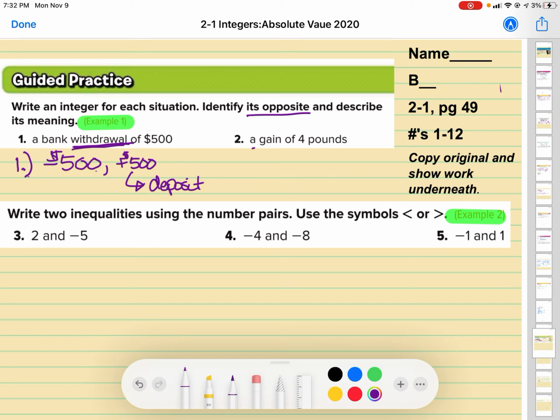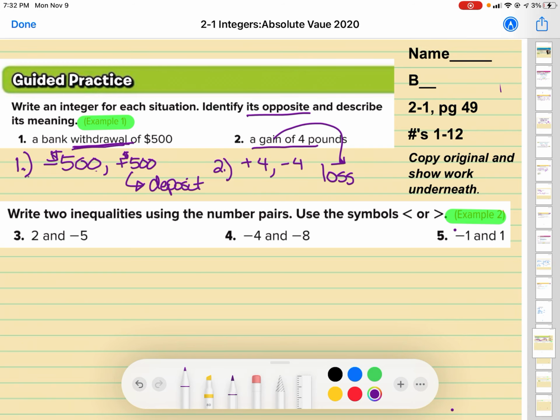If you have a gain of 4 pounds, you have positive 4. Uh-oh, I forgot to put my number down of the problem. The opposite of positive 4 is negative 4. And if I need to describe its meaning, the opposite of gain is to lose or a loss of 4 pounds.